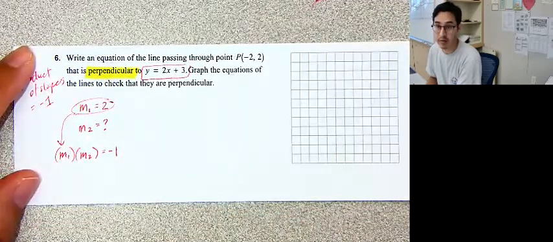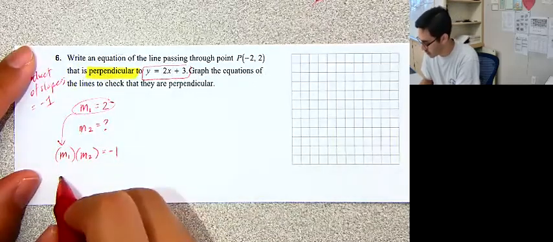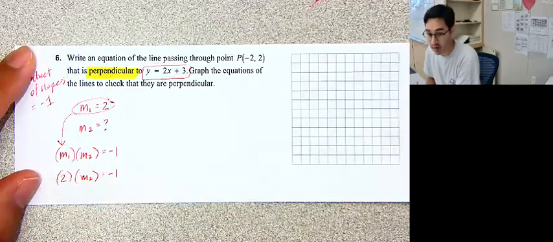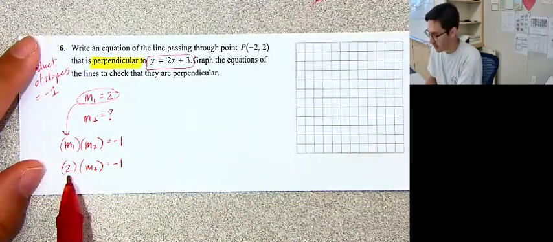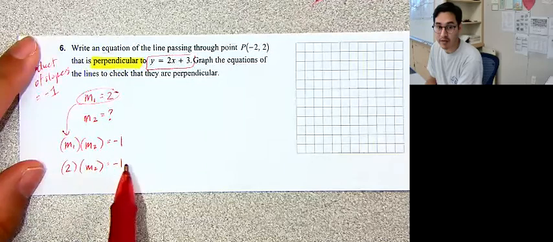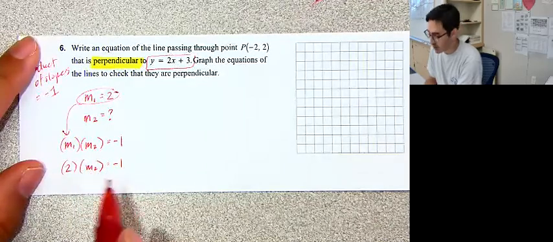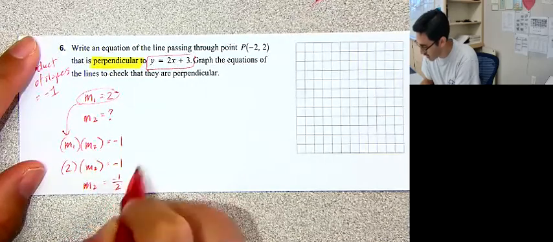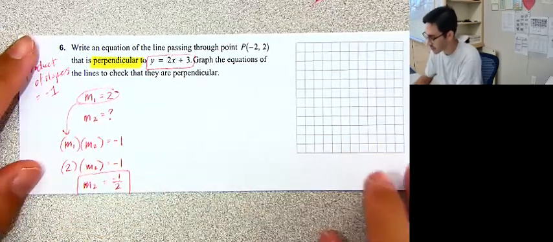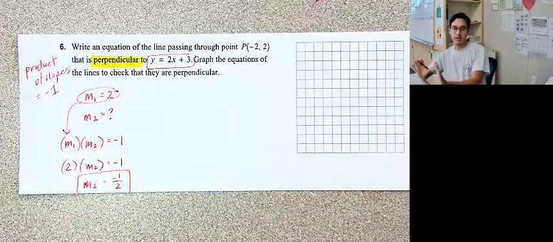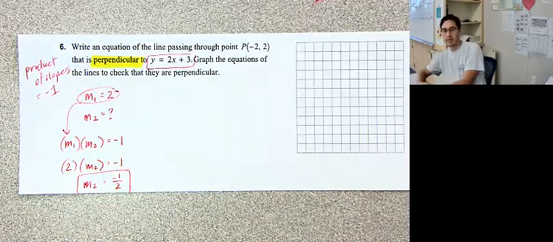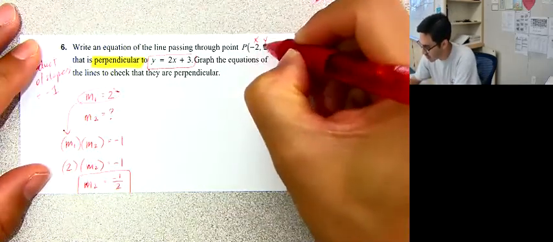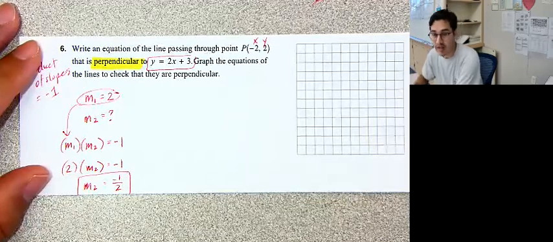And then I can substitute the slope of the first line. So 2 times m2 equals -1. Okay. And now if I just divide both sides by 2, I can solve for the second slope. So m2 is going to be -1/2. All right, so we have the slope for the second line now. Okay. We also know an x and a y value for a point on the second line.